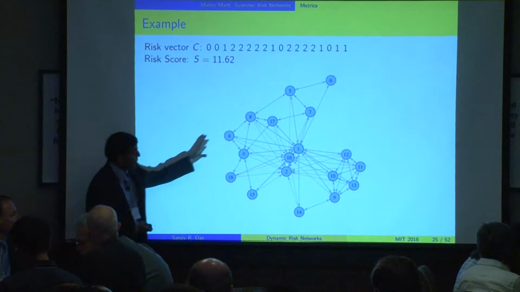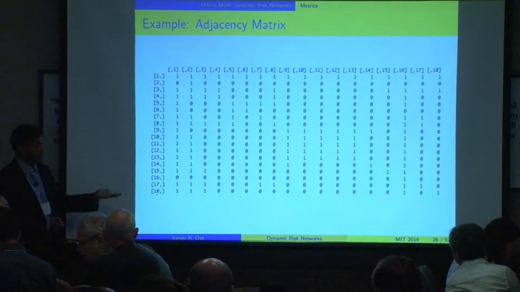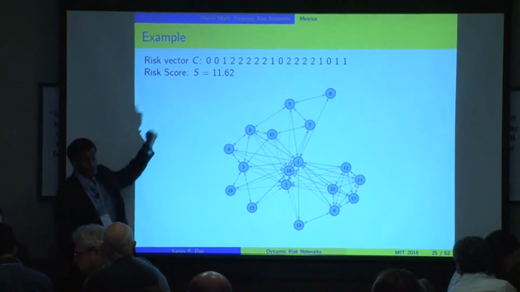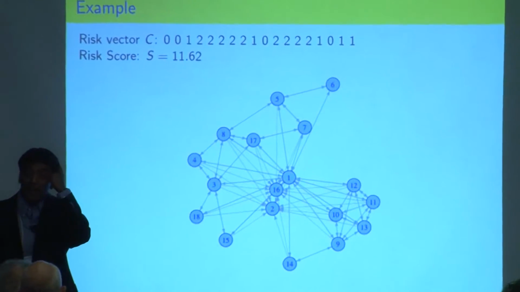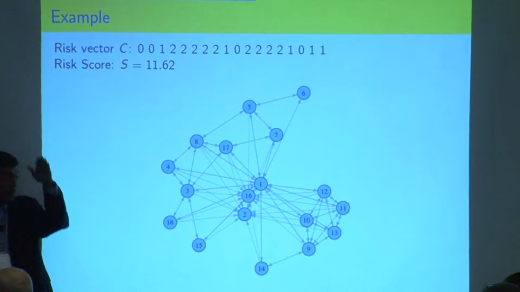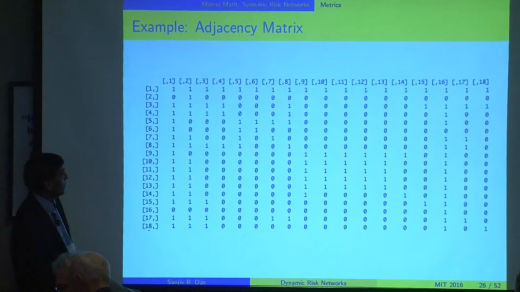And I'm going to take this network. It's given by this matrix. The adjacency matrix is over here. And if I compute that calculation for S, I get a score of 11.62. Now 11.62 doesn't mean anything per se. 11.62 is just a baseline number, and then you can see how that number is moving over time. So that's the first thing I can do.